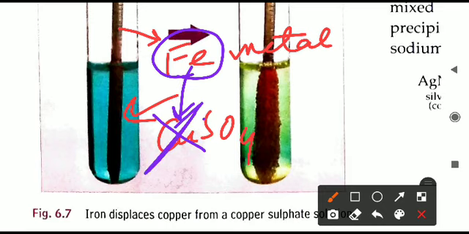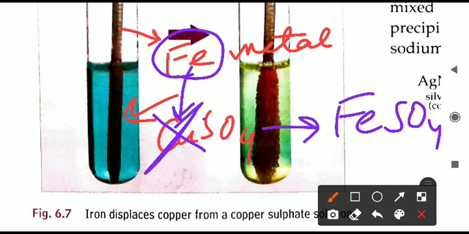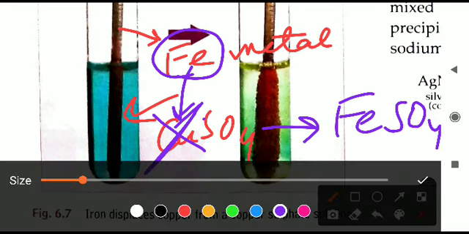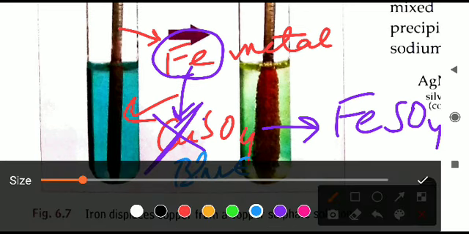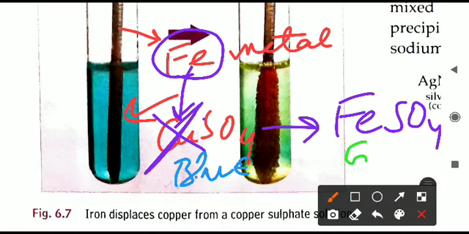When iron is displacing this copper, what will be produced now? Fe and SO4 will join together. What will be produced? Iron sulfate will be produced. In place of copper sulfate, we will get iron sulfate. What is the colour of copper sulfate? Copper sulfate is blue in colour. But in the case of iron sulfate, what is the colour? In the case of iron sulfate, it is green in colour. That you can see in the photograph. There are 2 test tubes. These are not 2 test tubes, it is the same test tube only.